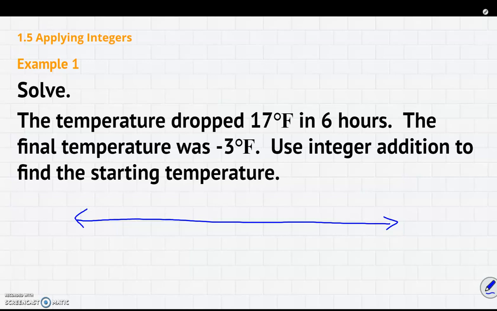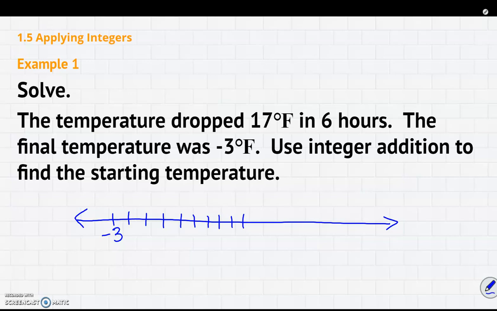Okay, we know that the final temperature is -3 degrees. Okay, here's -2, -1, 0, and so on. And we could keep going. Okay, that's the final temperature. But previous to that, it had dropped 17 degrees.